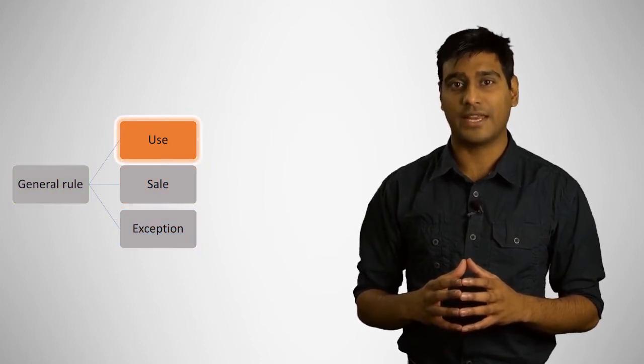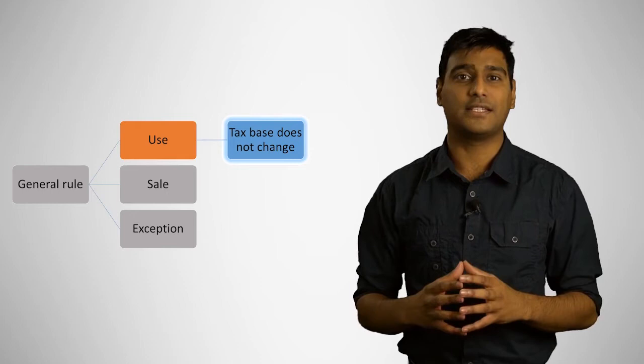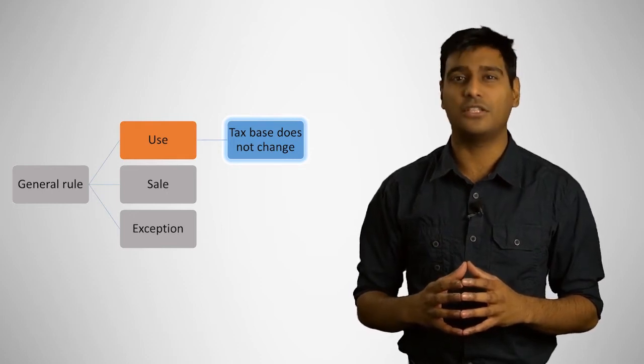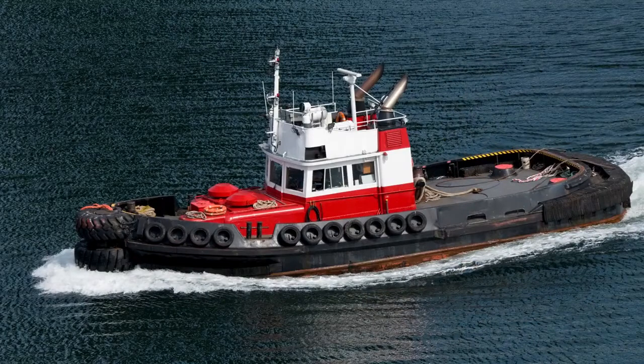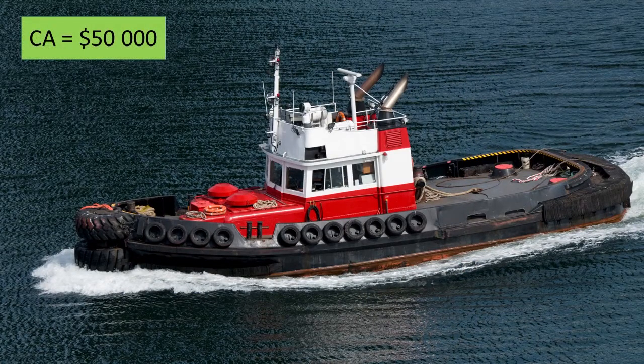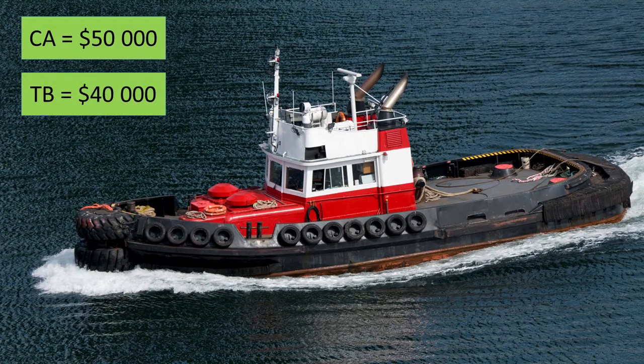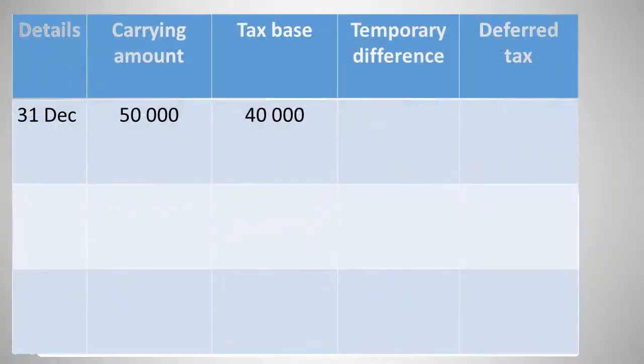The tax base of an asset does not change when the asset is revalued if the intention is to recover it through use. Consider a tugboat with a carrying amount of $50,000 and a tax base of $40,000 on 30th December. We can use this grid to calculate deferred tax, by substituting the amounts that we know and calculating the other amounts as balancing figures. The temporary difference is $50,000 minus $40,000 and the deferred tax is 30% of the $10,000 temporary difference.